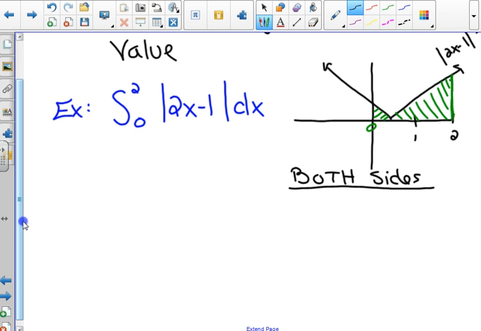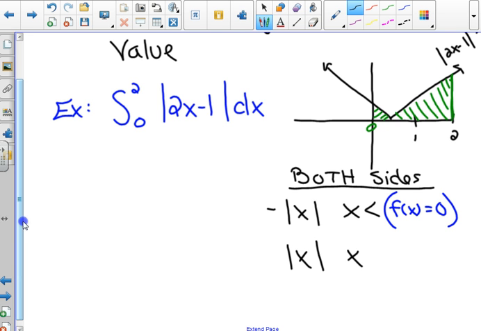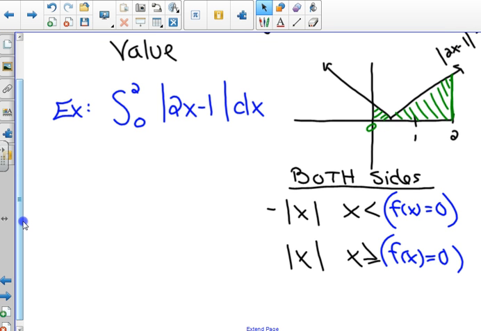You guys remember this from yesterday, when you knew that there were 2 parts. The first one is we're going to negate the absolute value when x is less than, I'll explain this little part, where f of x equals 0. Now the other part is the absolute value of x, where x is greater than or equal to wherever f of x equals 0. The top one has no line underneath.